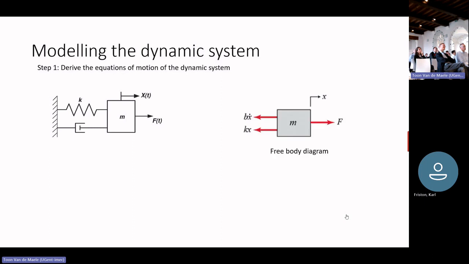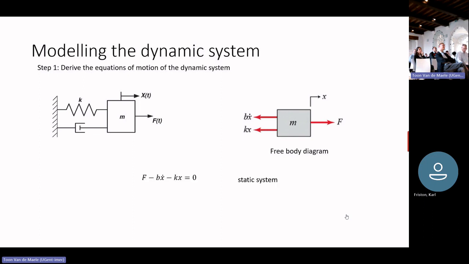The first step you do is draw something called a free body diagram, where you label all the forces and moments. But in this case, we only have forces. So there is a force F in this direction, and then the spring is exerting a force of Kx. And the damper is also exerting a force of B times x dot, which is the derivative of x, which is the velocity.